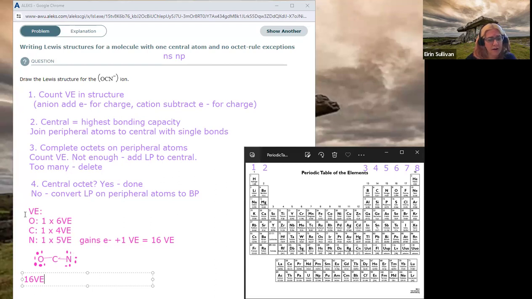So this is where the idea of formal charge can actually be very useful. Okay, so let's explore those 3 different options.